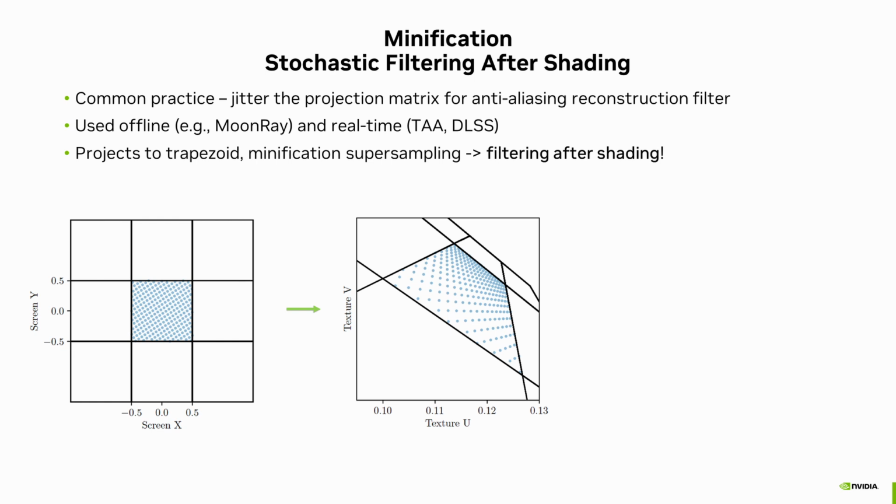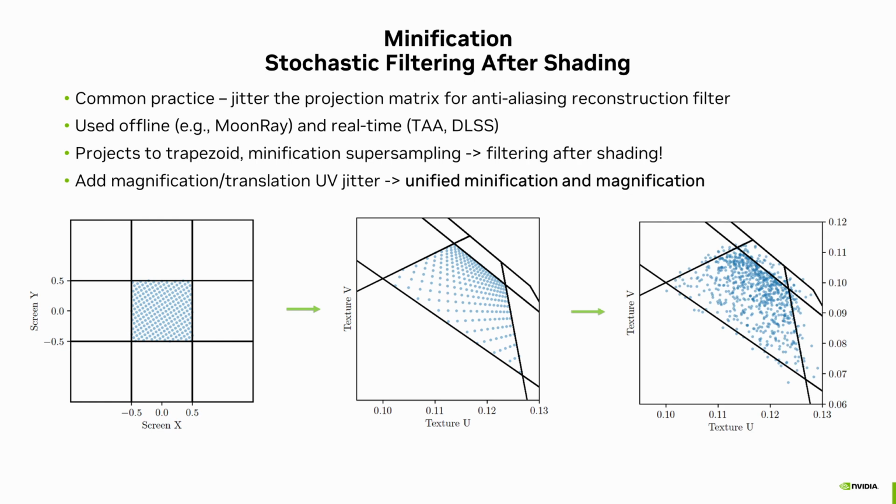Many renderers that use camera jitter and the negative MIP bias already apply a form of filtering after shading. No additional steps are necessary for minification if the renderer already uses some form of anti-aliasing reconstruction filter. Only sampled MIP levels need to be adjusted. For pure filtering after shading, the reconstruction filter can be disabled completely. We only add a UV space jitter to handle magnification and minification in the shader code. There are no specialized cases and it's very simple to implement.